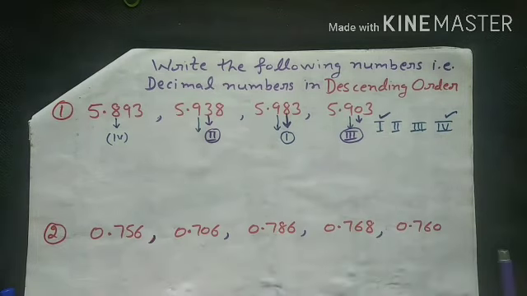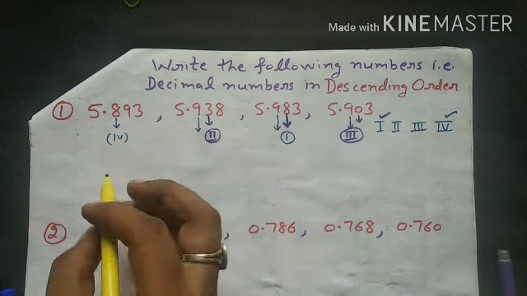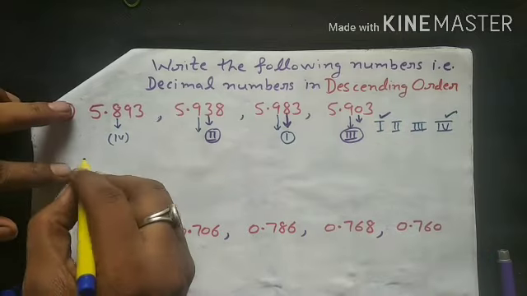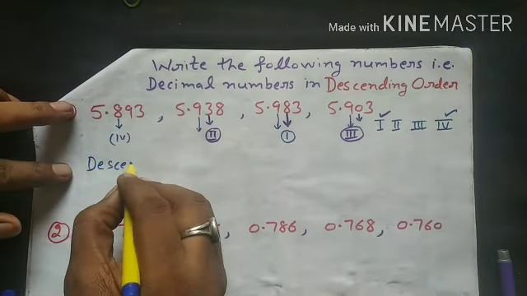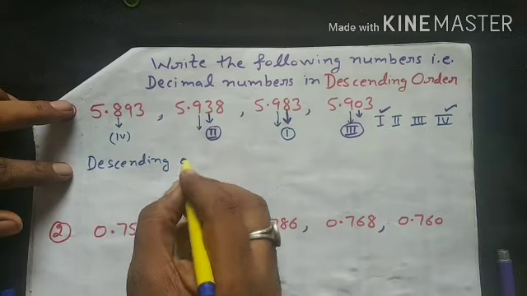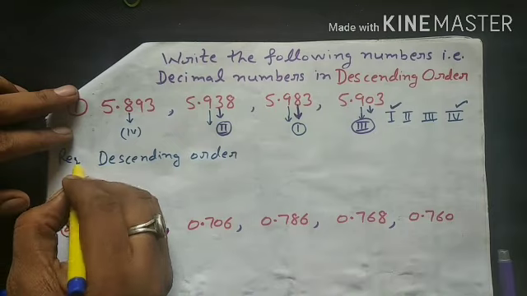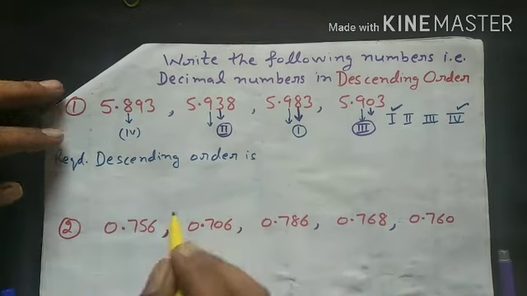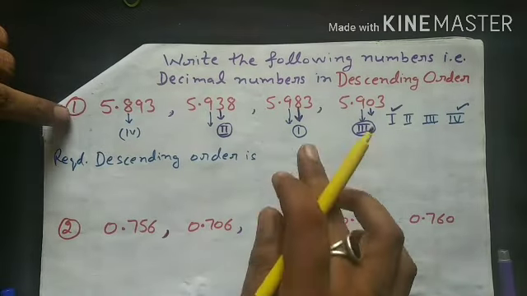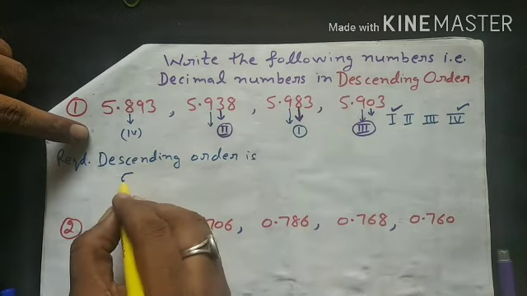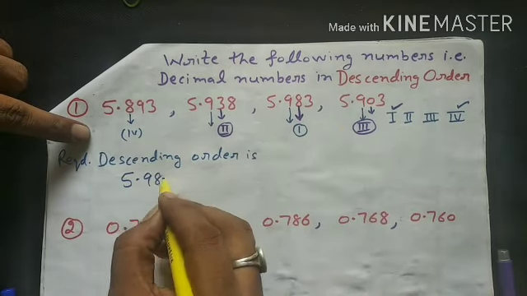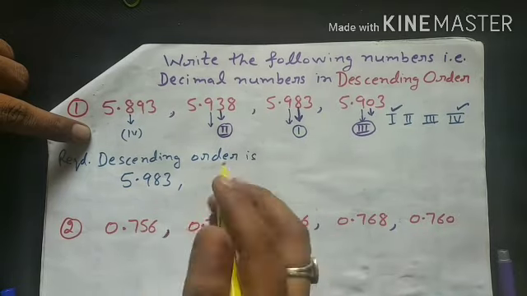Okay student, with these encircled positions I can decide my order in which I have been asked to write the question. Now because I have to write in descending order, so the required descending order is, now which one will be at the first place? This, so 5.983. Which one is on the second position?